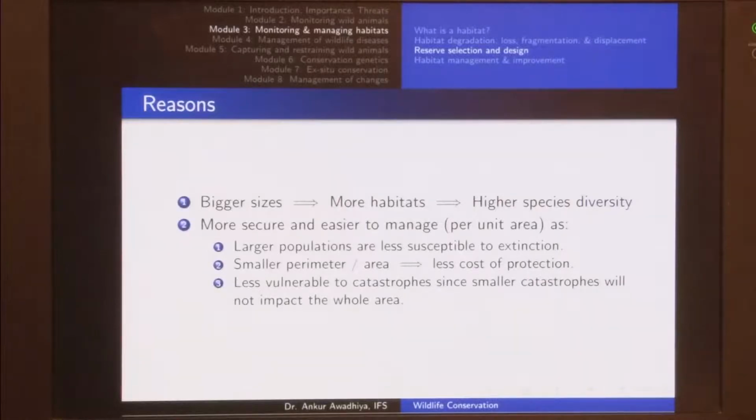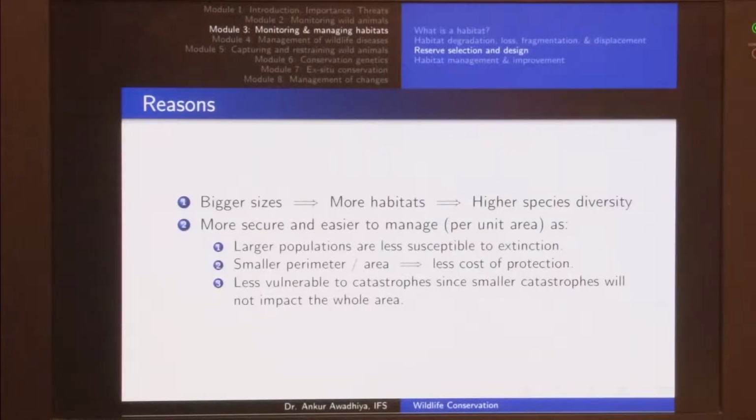Secondly, it is more secure and easier to manage per unit area, because the larger populations that are present in these larger areas are less susceptible to extinction just because of their size. Also, these areas have a smaller perimeter per unit area, which translates into a lower cost of protection.